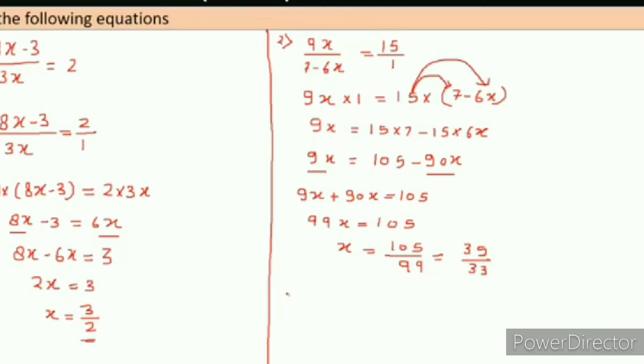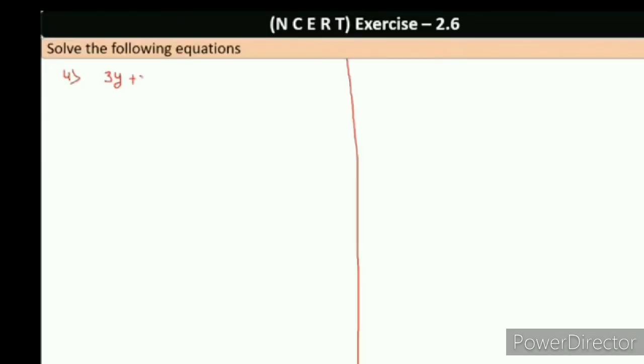Third problem, third equation I will give as homework. Fourth equation: (3y plus 4) by (2 minus 6y) is equal to minus 2 by 5. Again, both sides have a fraction, same method, cross multiplication. 5 into (3y plus 4) is equal to minus 2 into (2 minus 6y).